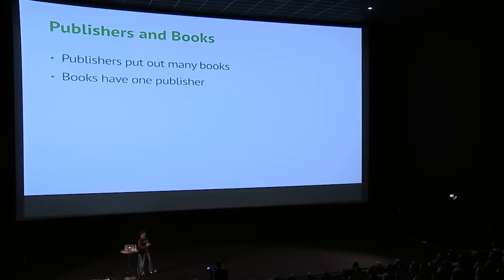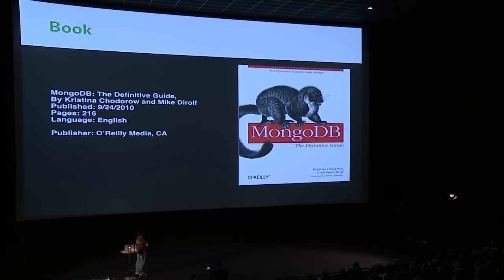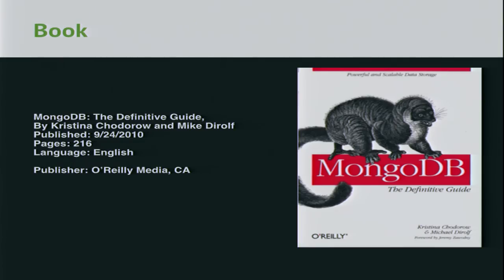with the books themselves. So publishers, as you can guess, publish many, many books. But each book has one single publisher. So how do you represent that? Let's take an example with one of the Mongo books. You have different attributes like the title, the author, the publish date, the number of pages, the language, and the publisher that is, in this case, Aurélie.